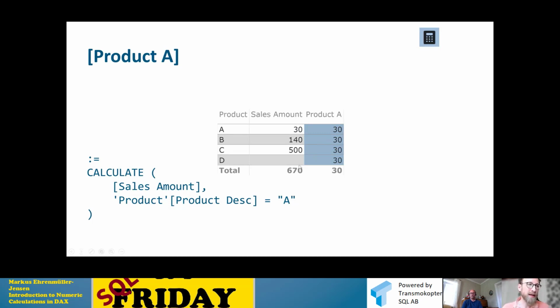What's happening is that the calculate statement does the following. It's not only applying this filter. Before it applies the filter setting the product description to A, it removes all existing filters on the product description. So for this line, we see the 30 here because we have an existing filter on product B, but before this filter is applied, it is explicitly removed by calculate. Then we end up with no filter on product, so we would see 670. And then the filter on product description equals A is applied. That's why we see the 30 here. So this is what's happening in DAX with this kind of syntax with calculate.